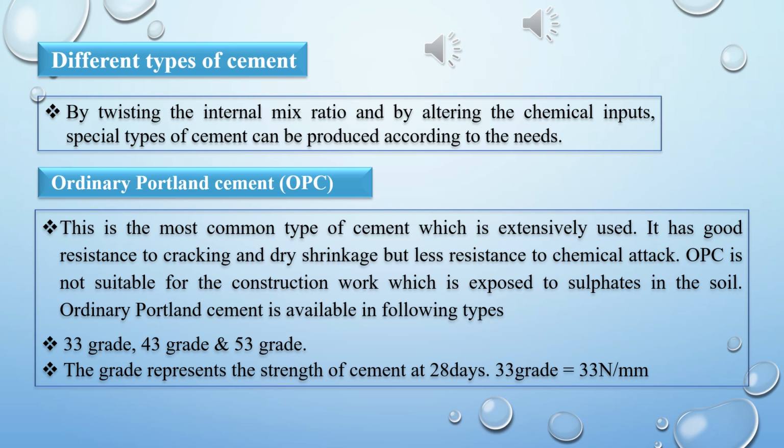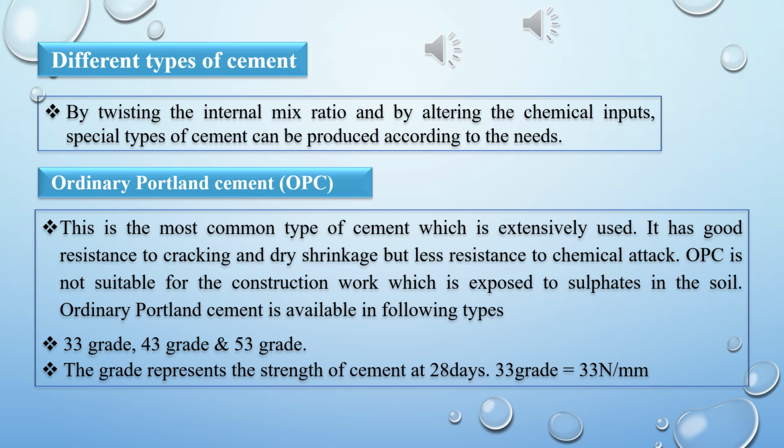By twisting the internal mixture ratio and by altering the chemical inputs, special types of cement can be produced according to the needs. Students, it means the production of cement depends upon our need. If we alter the chemical inputs, then we will have different types of cement. So the first type of that cement is ordinary Portland cement, which is pronounced as OPC.